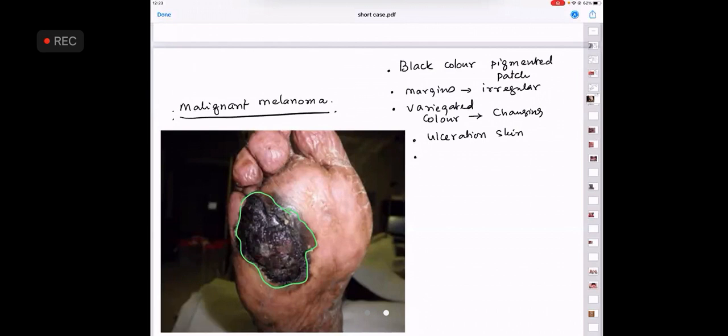There is an associated ulceration in the skin, and after black color, margin, variegated color, there is an ulceration in the skin, and this is followed by this being asymmetric in appearance. I should have said that before. Plus involvement of regional lymph node.